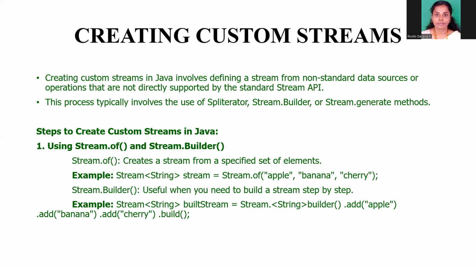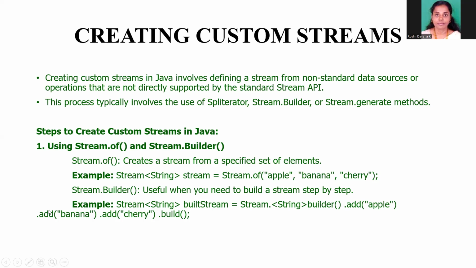Creating custom streams. Creating custom streams in Java involves defining a stream from a non-standard data source, that is, operations that are not directly supported by the standard stream API. This process typically involves the use of Spliterator, Stream.builder, or Stream.generate methods. That is how non-standard data sources can be created.